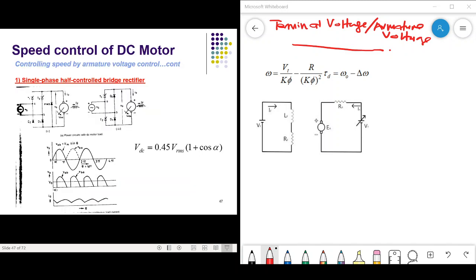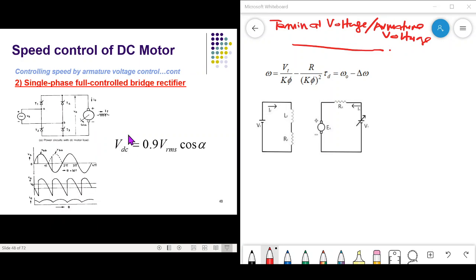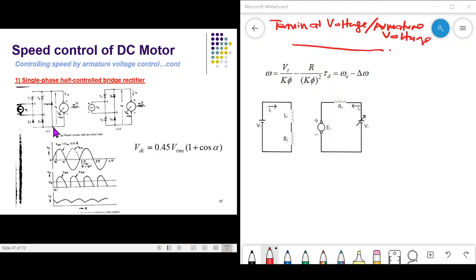First, the single phase half controlled bridge rectifier. Why half control? How do we differentiate between half control and fully control? Look at this diagram. For half control, we use 2 thyristors and 2 diodes. For fully control, we use all 4 thyristors, which means that all 4 switches can be controlled.